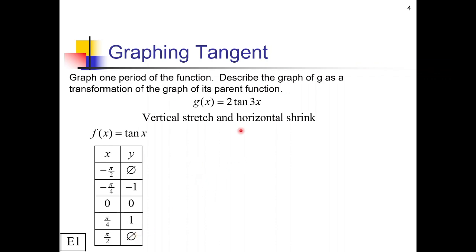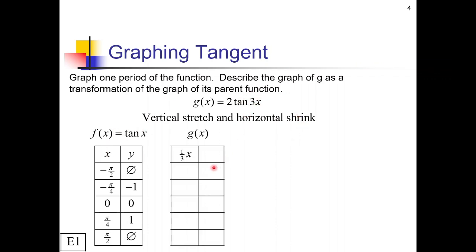So the horizontal shrink means we're going to be multiplying my x values by 1 over 3. And then the vertical stretch means we're doing 2 times the y values. So 1/3 times negative pi over 2, that's negative pi over 6. And then negative pi over 4 becomes negative pi over 12. 0 is still 0. Pi over 4 is pi over 12. And pi over 2 is pi over 6. And now for the y values, 2 times all of these. Well, undefined is still undefined. And then we've got negative 2, 0, 2, and undefined, which is just another asymptote.